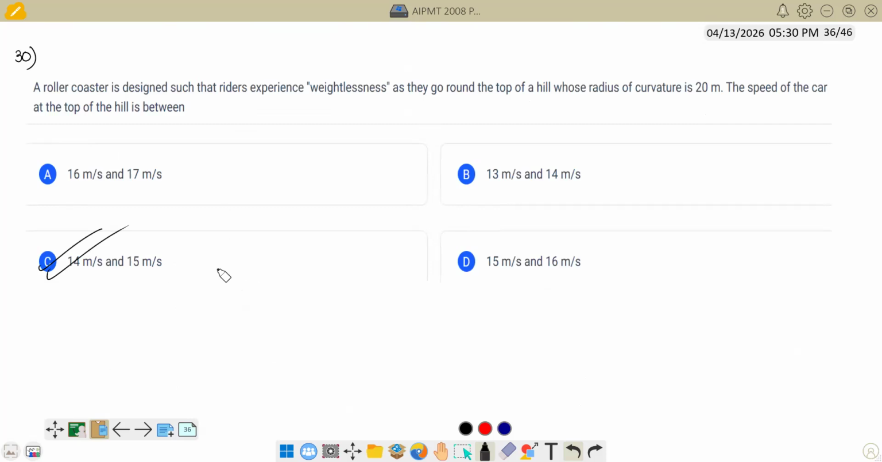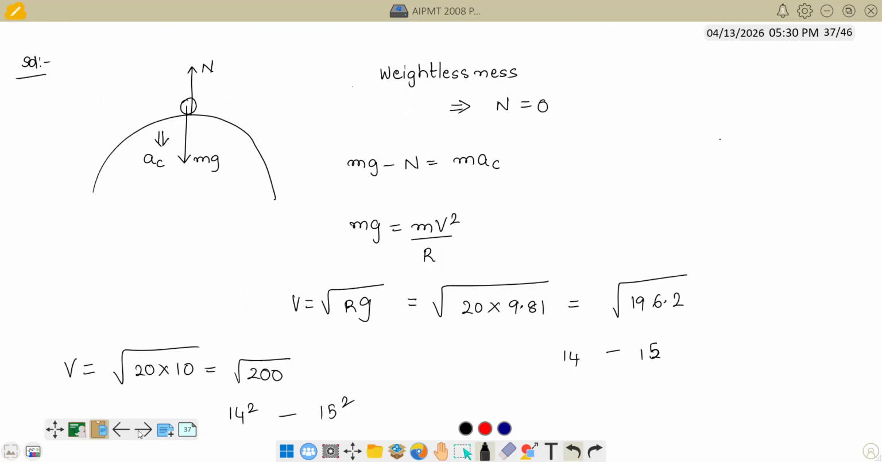But in the latest NEET examination, they will actually mention what should be the value of g that should be taken. So don't worry. We'll go for the next one.